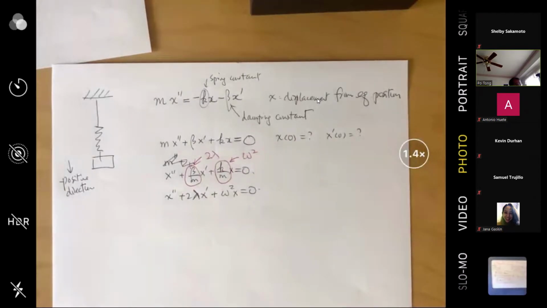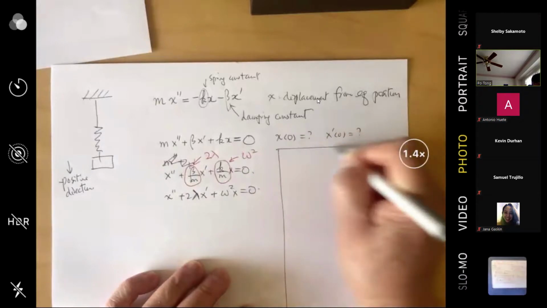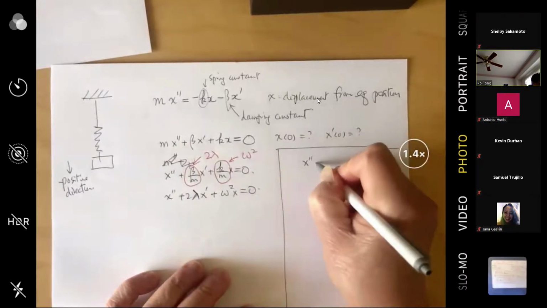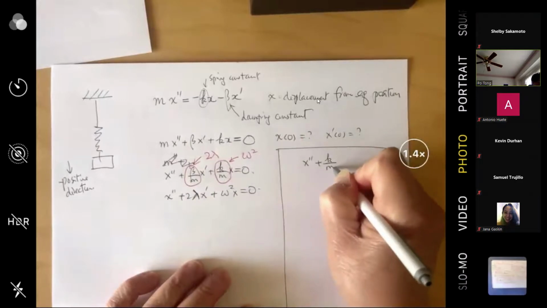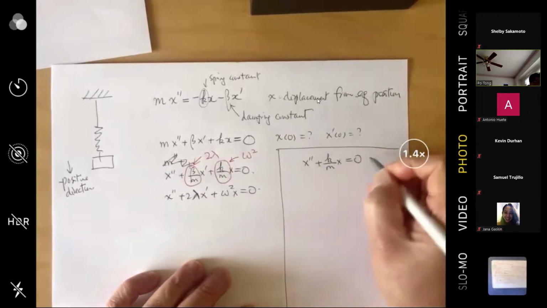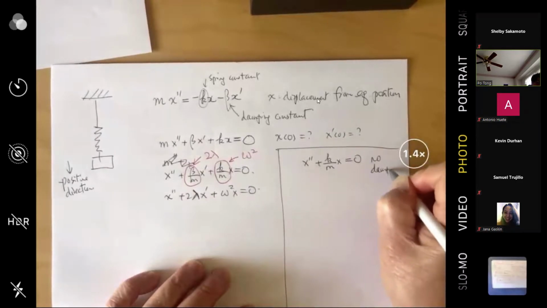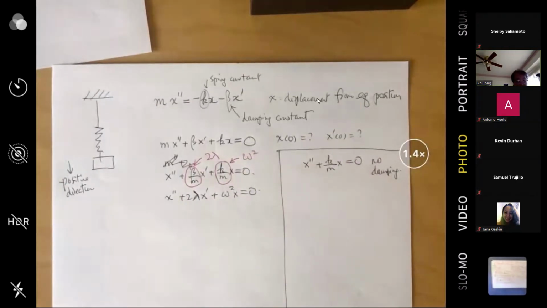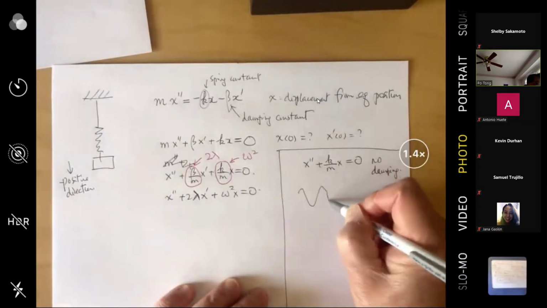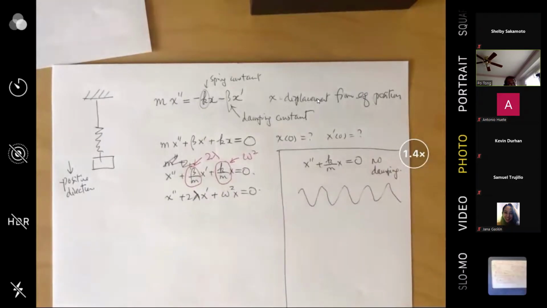Omega is basically the angular velocity when this is simple harmonic motion. It's because of this. When there's no damping, no damping is simple harmonic motion. That means the spring will just keep bouncing back and forth. The answer will be sine and cosine.